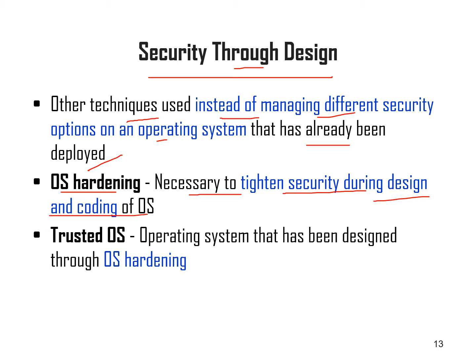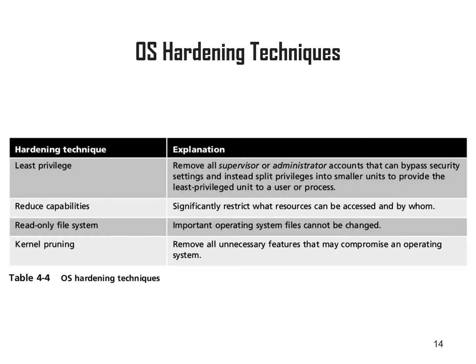So what is meant by a trusted OS here? An operating system that has been designed through OS hardening is actually called a trusted OS. What is meant by OS hardening? It is tightening the security during the design and coding of the OS itself. If I am using an operating system that already has the security tightened during design and coding, then that is called a trusted OS. Different techniques are there for OS hardening.